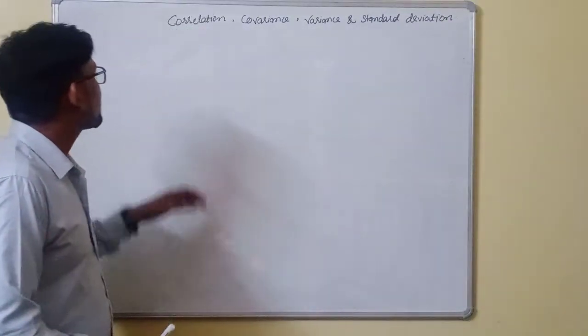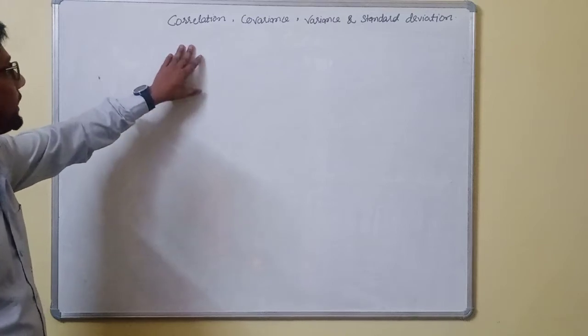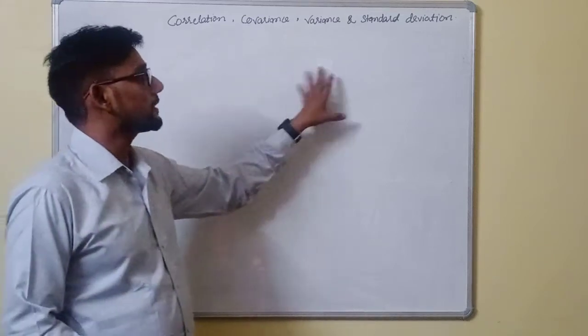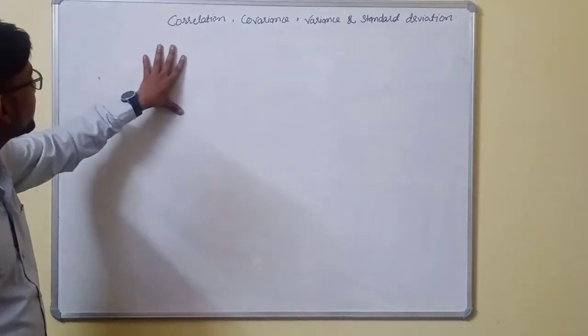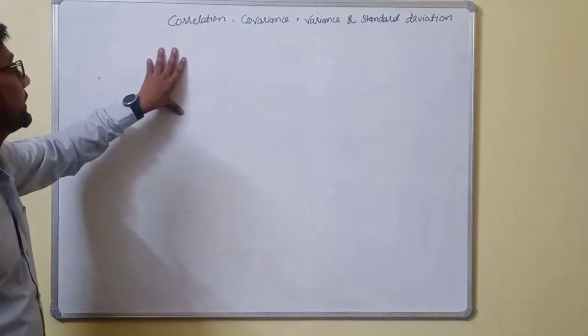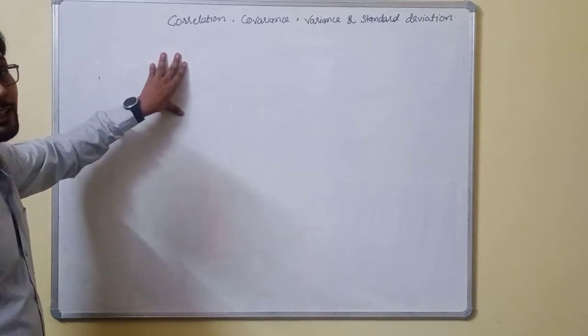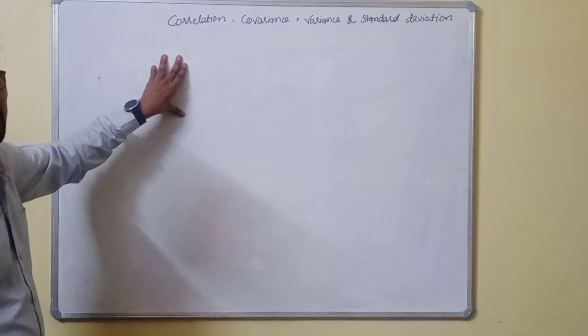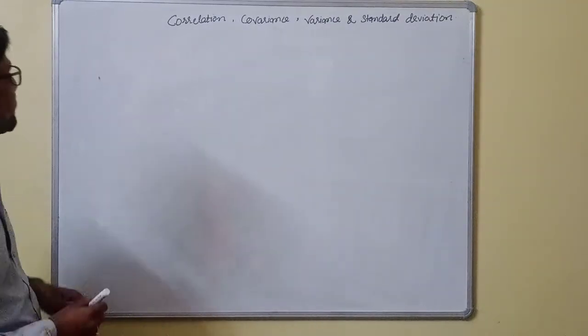So guys, today we'll discuss some statistical techniques called correlation, covariance, variance and standard deviation. These are very famous statistical techniques used while we are performing statistical analysis on the data set, right? So let's start with the correlation.